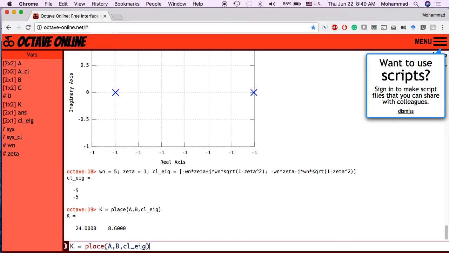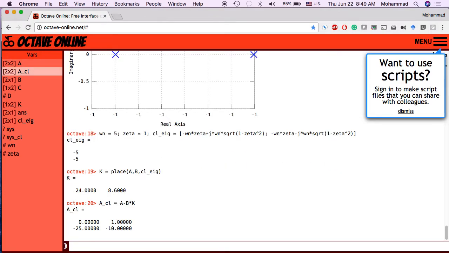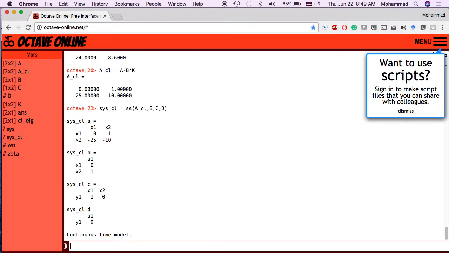So with this K, we can then go ahead and calculate our A closed loop, which is A minus B times K. That is the next step. And with this A closed loop, the next step is to create the system of closed loop. So system closed loop is going to be a state space made of this new A matrix, B and C and D. So that's the next step.